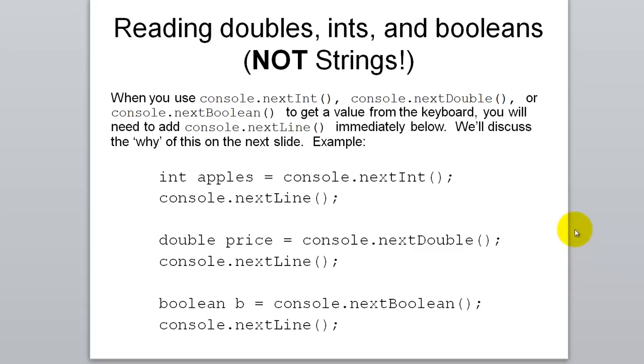This is definitely the most confusing part of today's lesson. Whenever you read doubles, integers, or booleans from the user using nextInt, nextDouble, or nextBoolean, you're required to immediately follow it up with a call to the nextLine method so that you don't cause yourself errors later on. Let me try to explain why.